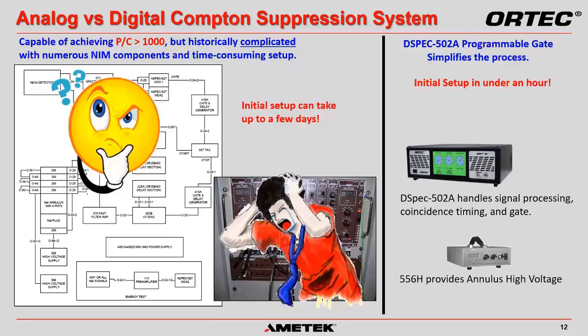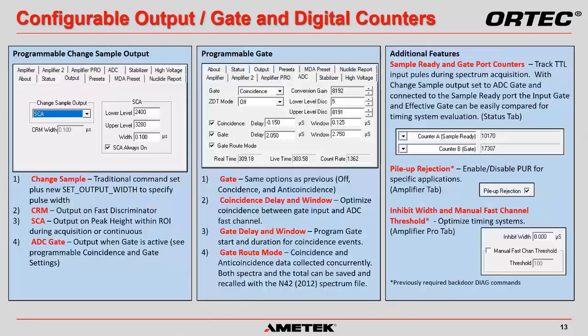The new digital coincidence timing capabilities of the DSpec 502A greatly simplify the system configuration and operation, with initial setup completed in well under an hour. The only other component that may be needed is a power supply to accommodate the high current needs of some scintillation detector configurations. The digital coincidence timing is enabled in the new advanced MCAs through configurable output and gate ports and digital counters.